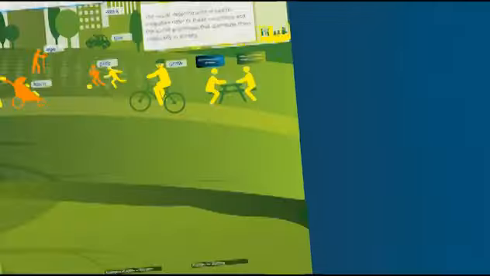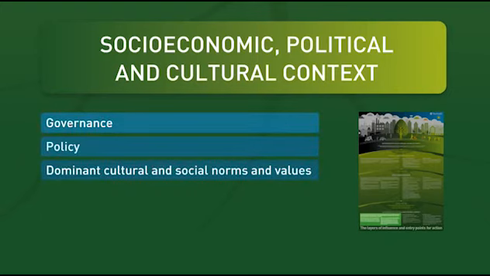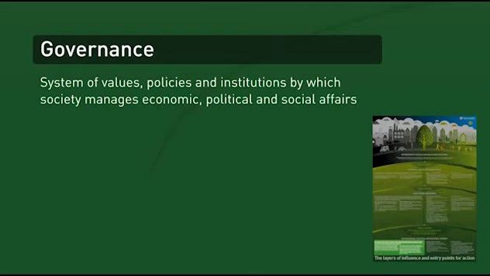Starting at the base of the framework, the first layer of influence is the socioeconomic, political, and cultural context, which encompasses governance, policy, and dominant cultural and societal norms and values. Governance refers to the system of values, policies, and institutions by which society manages economic, political, and social affairs through interaction within and among the state, civil society, and private sector.